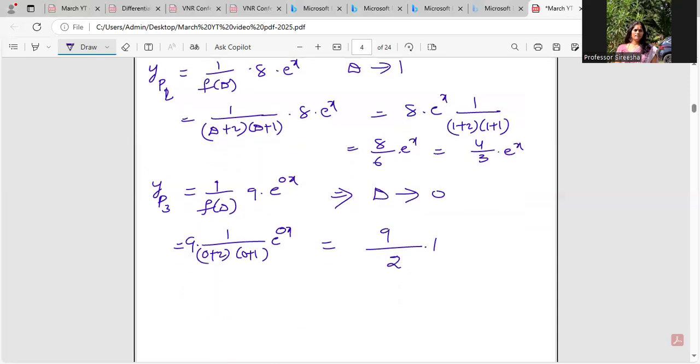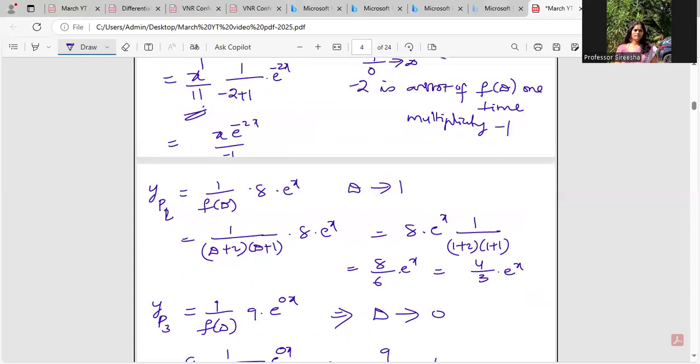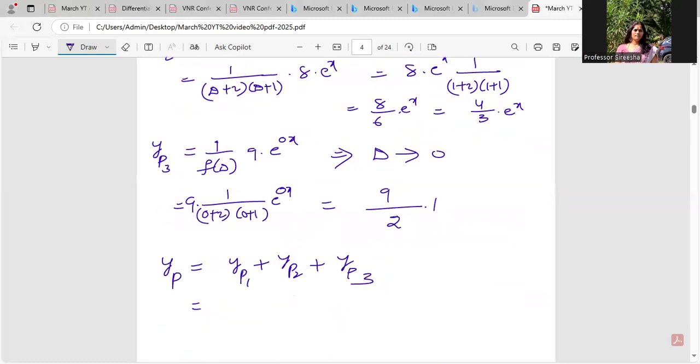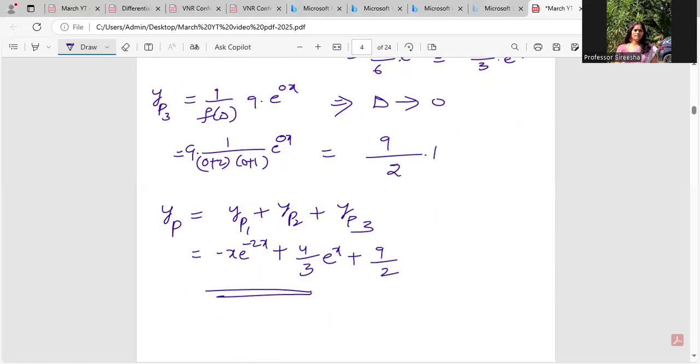Right. So finally my yp would be yp1 plus yp2 plus yp3. What did I get in yp1? Minus x e power minus 2x. yp2 would be 4 by 3 e power x. yp3 would be 9 by 2. So finally, this would be my yp. If I'm asked for the general solution, I'll be finding yc as well and then write the general solution to be a combination of yp and yc. Okay, let's do one more problem in the next video.